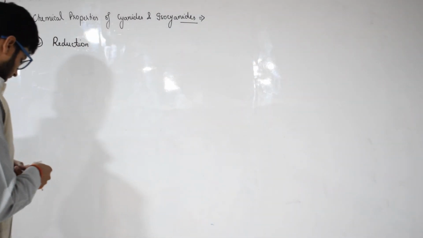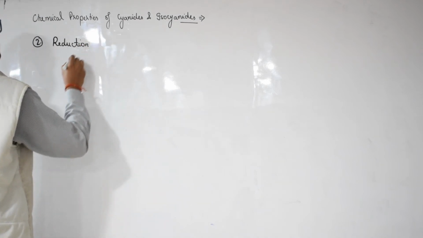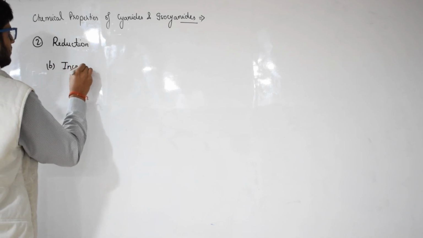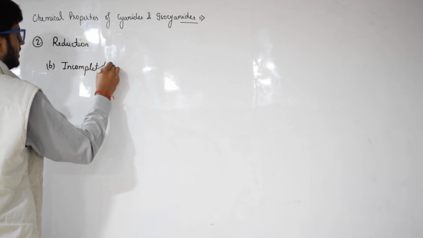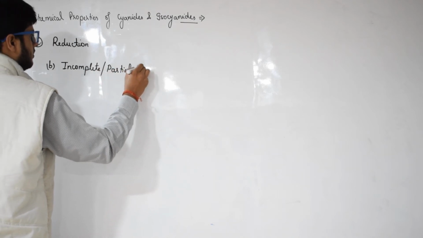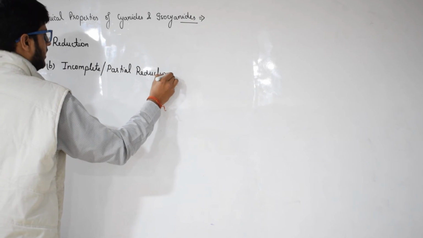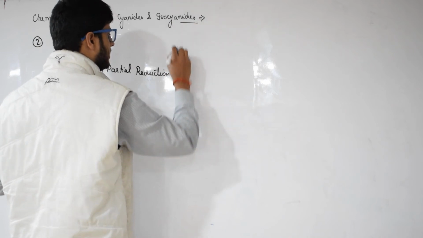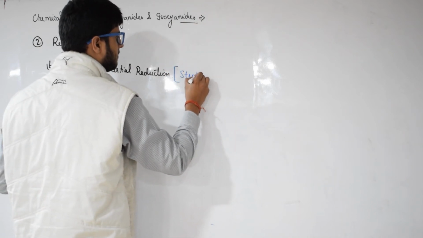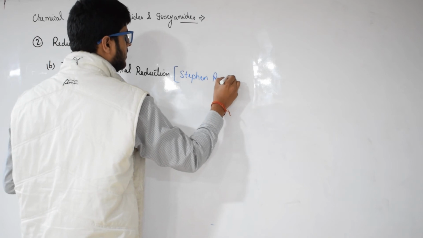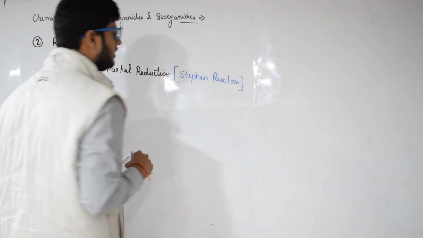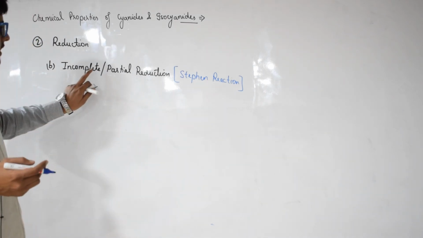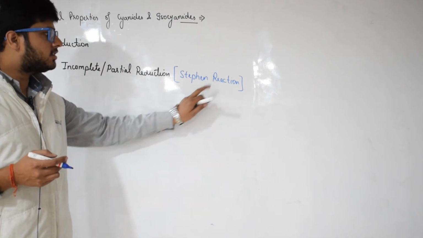Now, let us see what happens again. Now, we are going to discuss incomplete reduction or partial reduction, and it also has a name reaction. It is also called the Stephen reaction, again most important. The complete reduction of cyanides and isocyanides is called the Mendius reaction, but when it is incompletely or partially reduced, it is called the Stephen reaction.